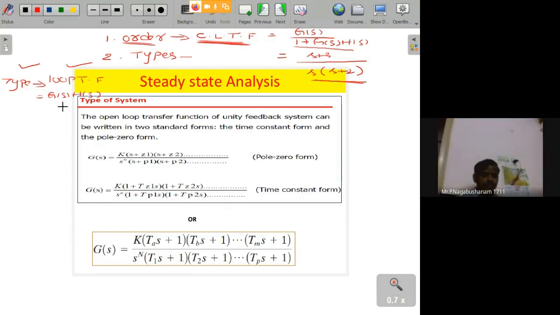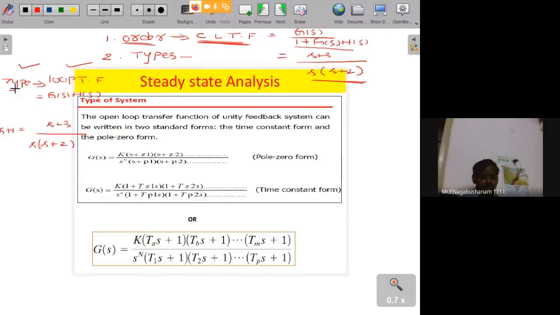Now to discuss what is a type, assume, for example, g of s, h of s is equal to s plus 3 divided by... Let me define type number, taking the same example. The type is always dealing with the loop transfer function. I want the loop transfer function, not the closed loop transfer function, just multiply g into h. They will give g of s, the open loop transfer function, and the feedback path gain. If you multiply, you will get this.